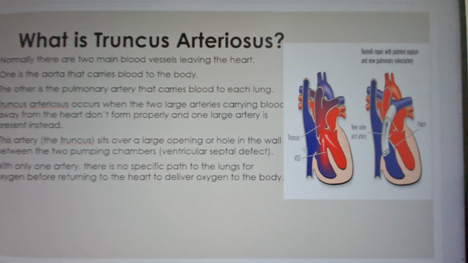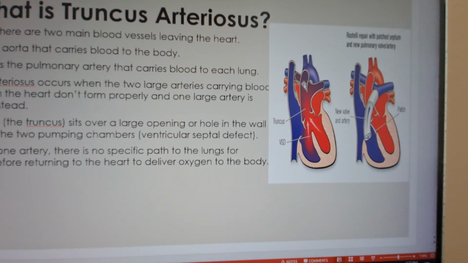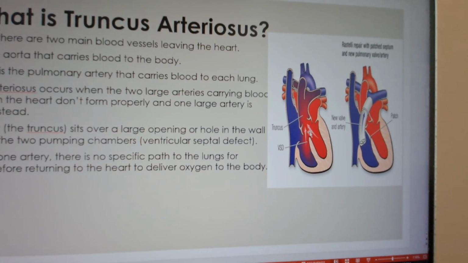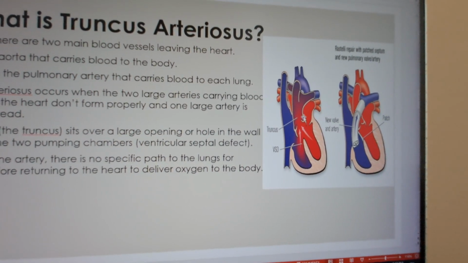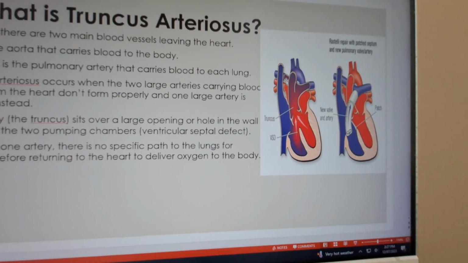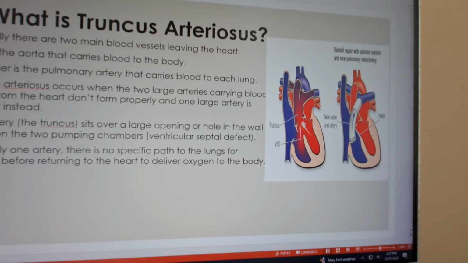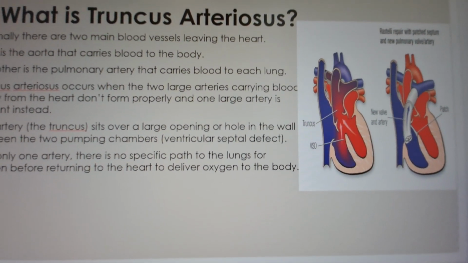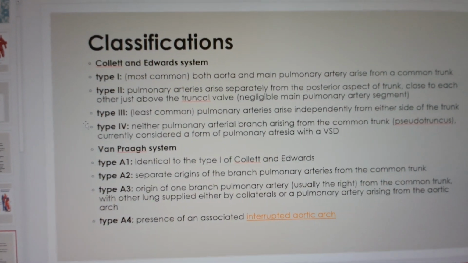You can see this in the picture here. This is the main trunk, which gives rise to the aorta and the pulmonary artery. One big artery supplies both the aorta and the pulmonary arteries. Because of this, oxygenated and deoxygenated blood are mixed, so the body receives deoxygenated blood, as we will discuss later.